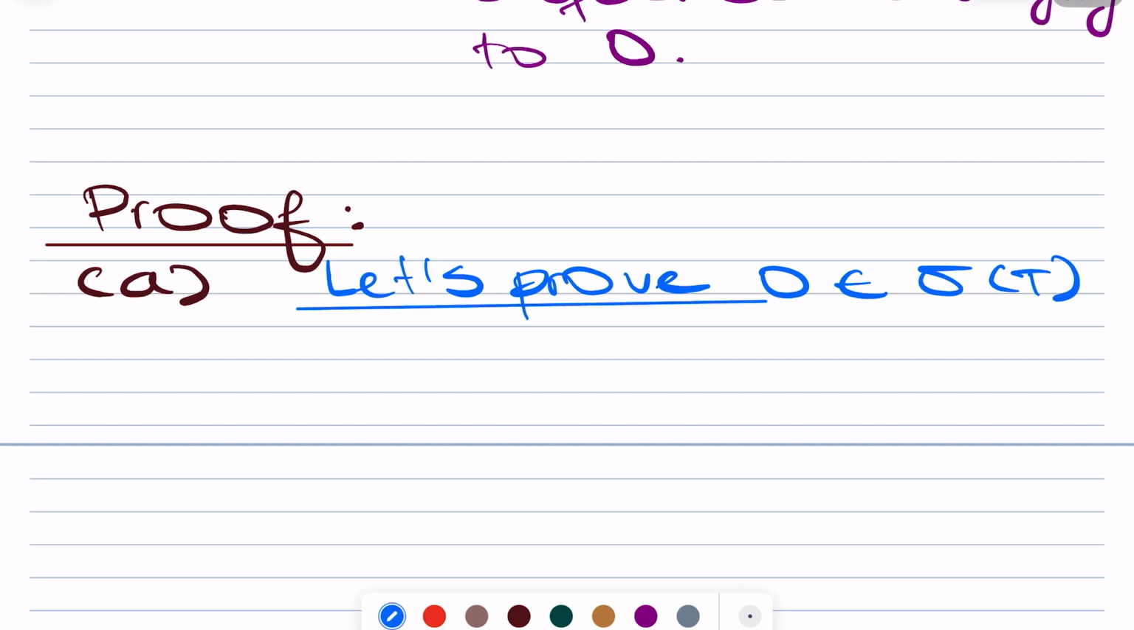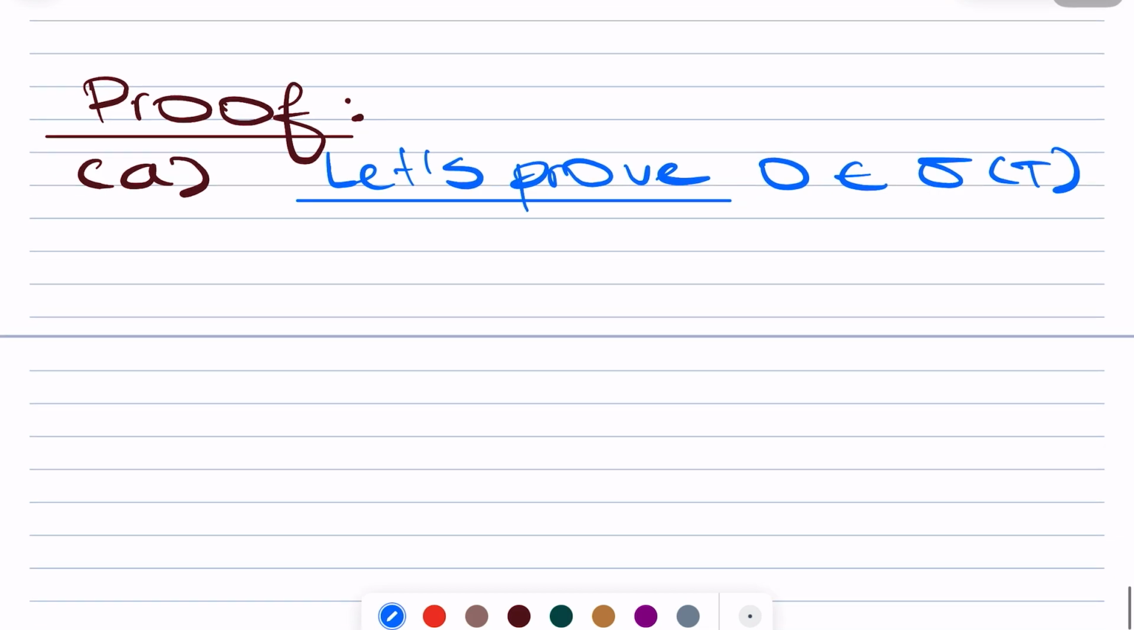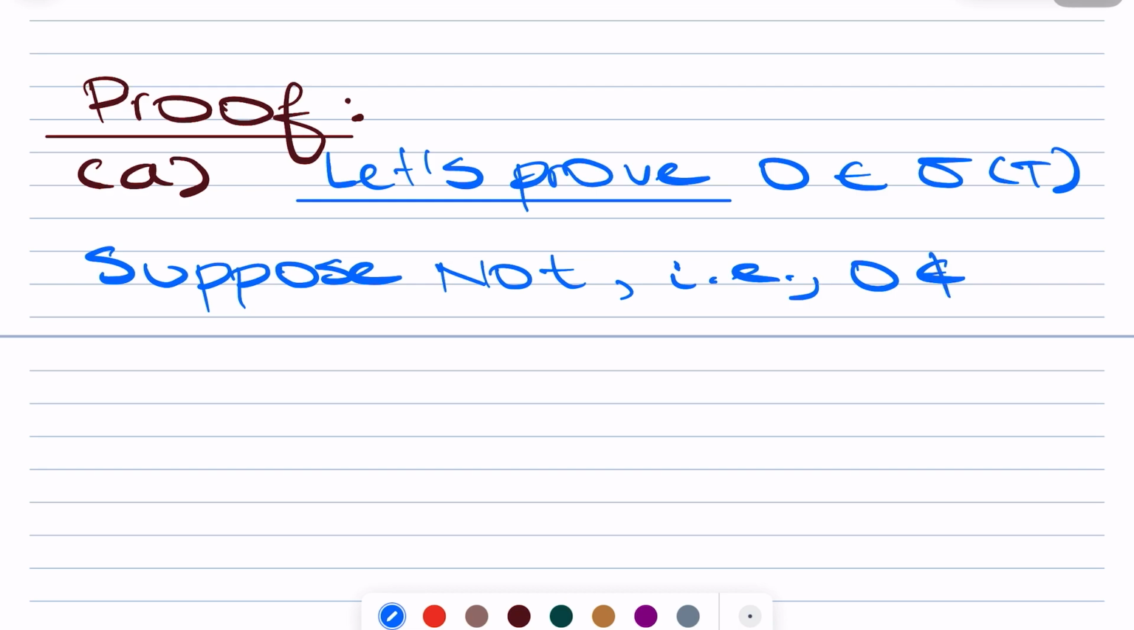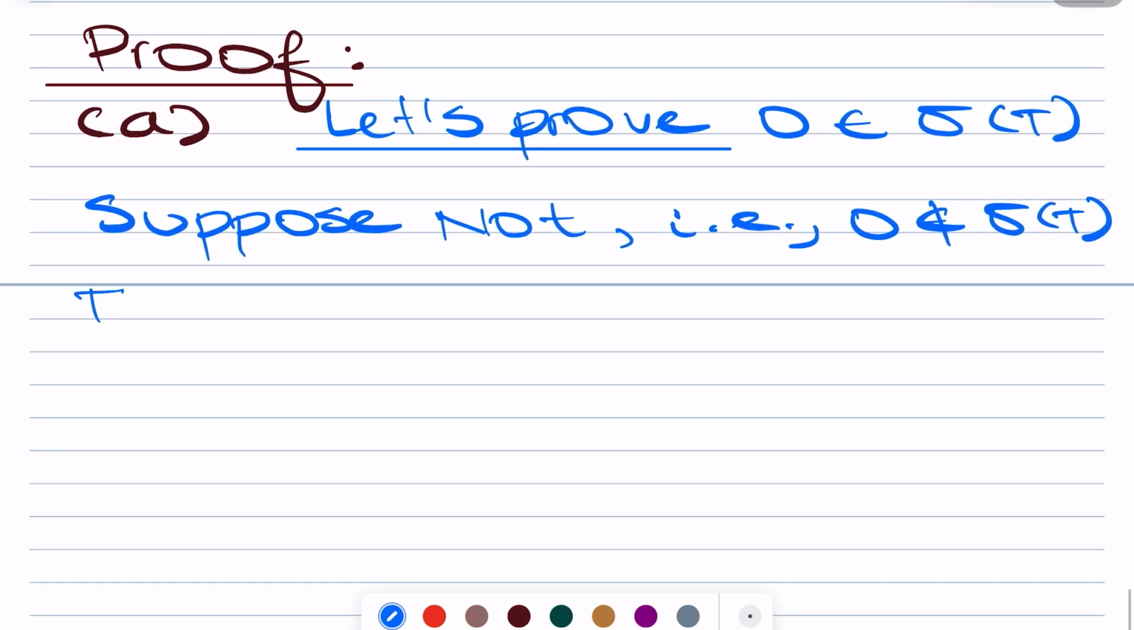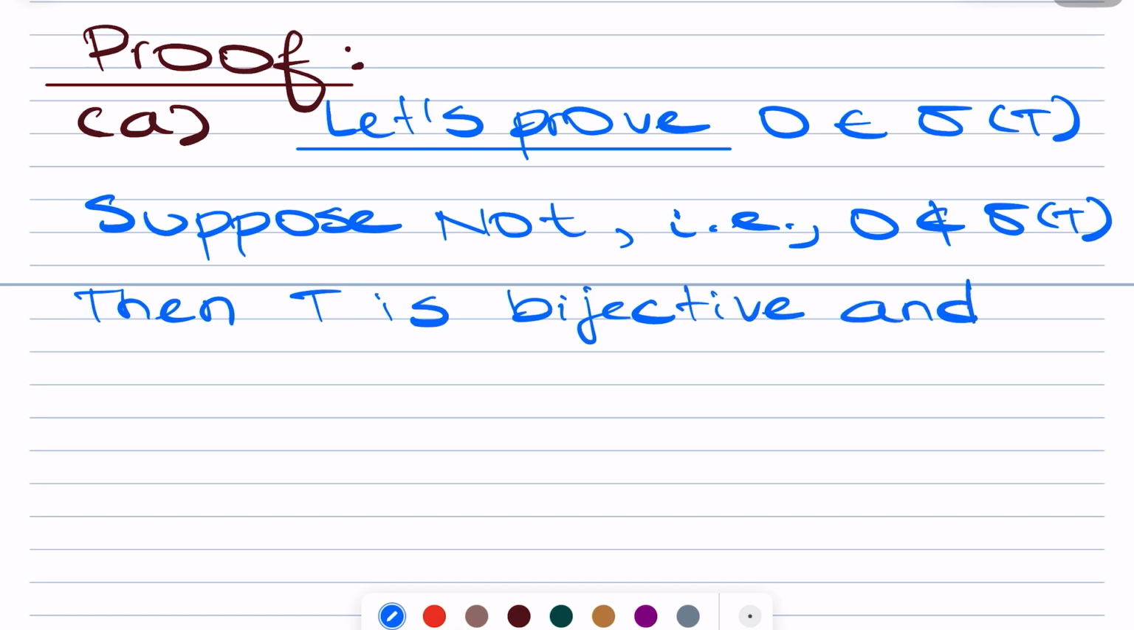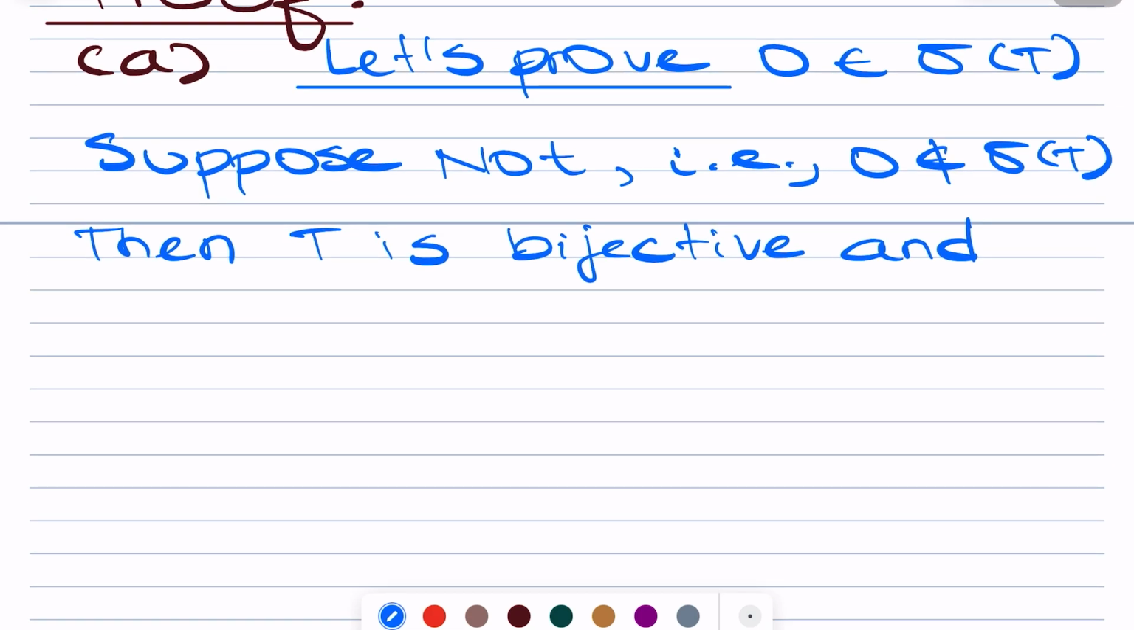So we start with the first point. Let's prove that zero is always in the spectrum of T. This is what you want to show. So we proceed by contradiction. Suppose not, so this means that zero is not an element of the spectrum of T. Then T is bijective, so the inverse exists, and the inverse is a linear bounded operator.